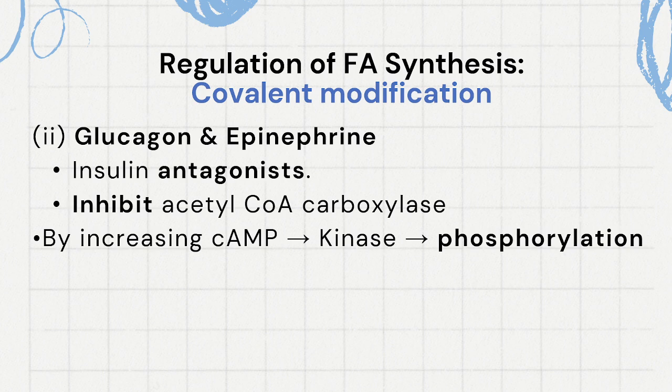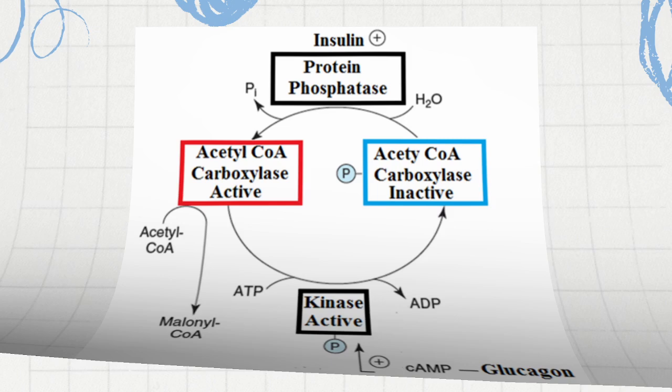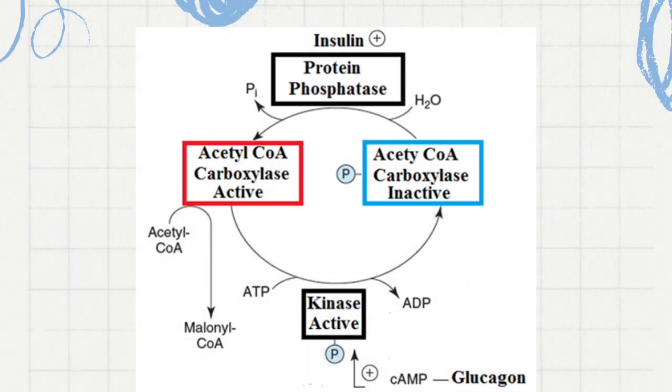Glucagon and epinephrine, on the other hand, antagonize insulin by inhibiting acetyl-CoA carboxylase through a kinase that will lead to phosphorylation of acetyl-CoA carboxylase. As you can see here, the active form of acetyl-CoA carboxylase is a dephosphorylated form, while the inactive form of acetyl-CoA carboxylase is phosphorylated.